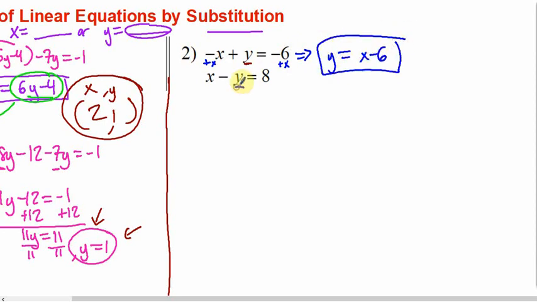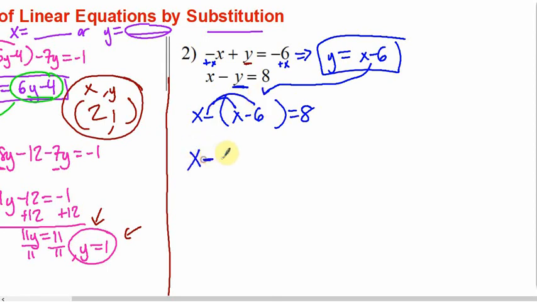That means in this equation, wherever I see a y, I can now substitute x minus 6. We have a minus in front of a parenthesis, so I have to distribute the minus: x minus x, and then minus negative 6 becomes plus 6. x minus x cancels, we're left with 0, so 0 plus 6 is 6. And now we have a problem. 6 equals 8. Well, how did that happen?